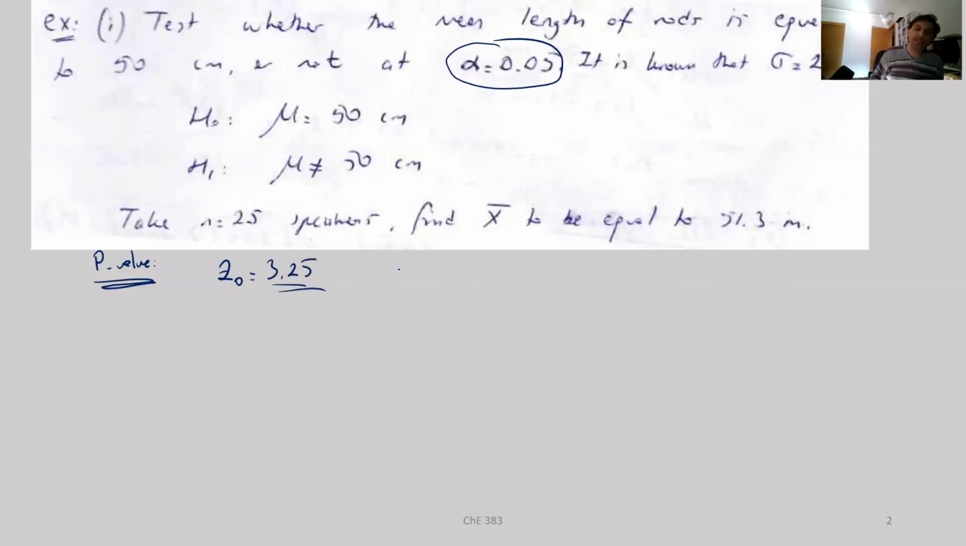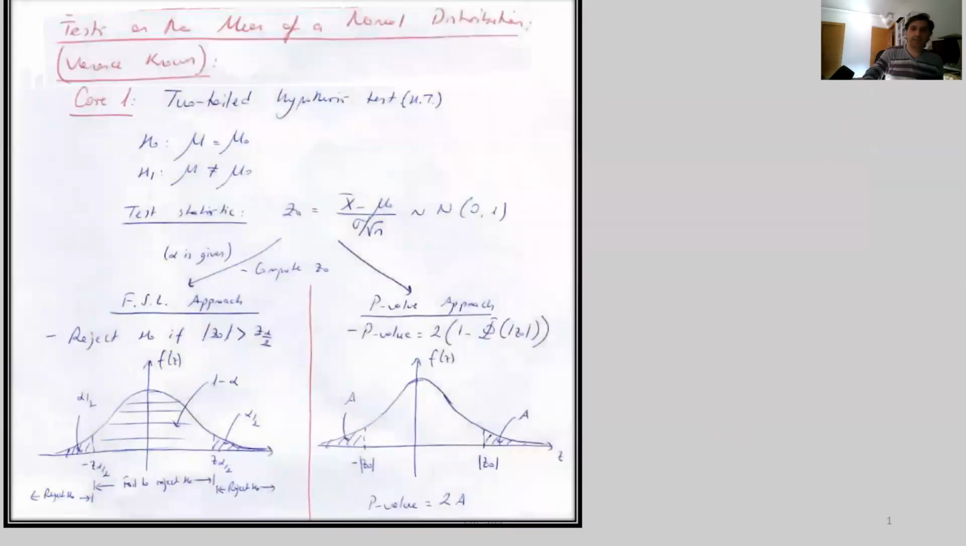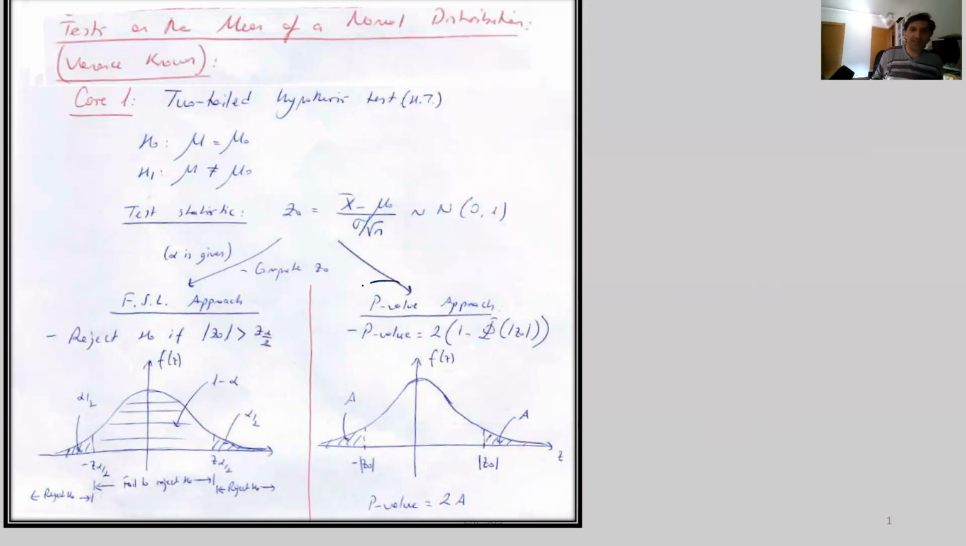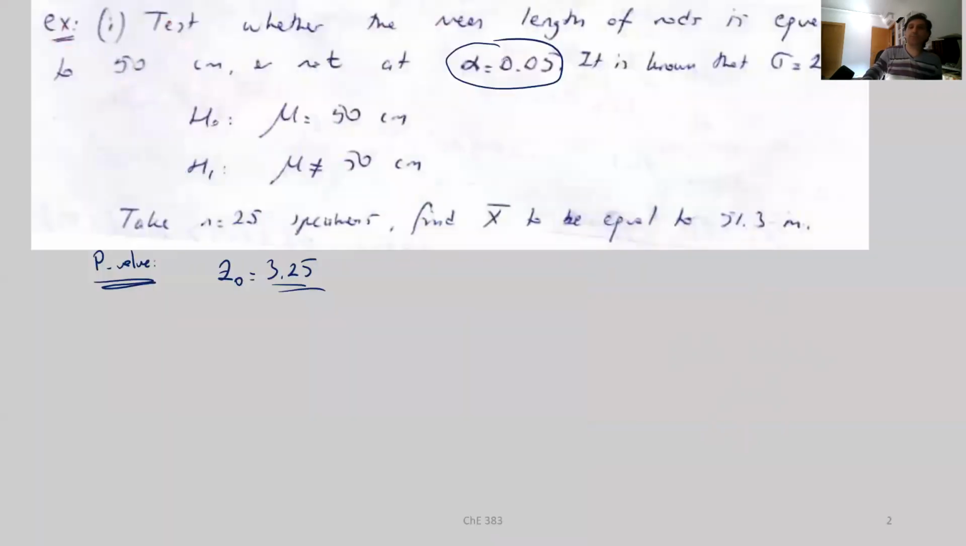And since this is a two-sided test, let's go back to our previous slide. Yes, this one I'm talking about. So for the p-value approach of a two-sided test, the p-value is going to be equal to this area plus this area. So it's going to be the normal cumulative distribution function evaluated at the absolute value of Z0, 1 minus that value, multiplied by 2. So I'm just going to be applying this very same thing.